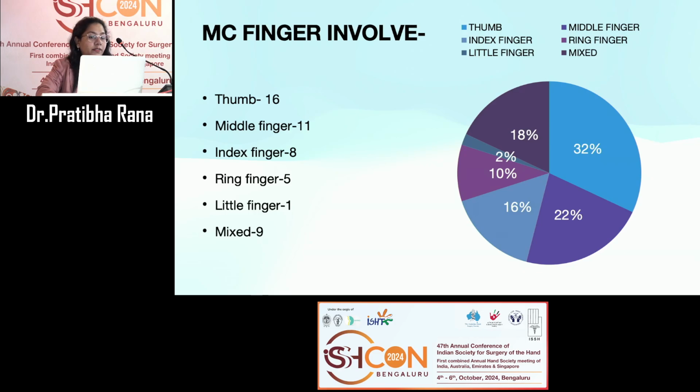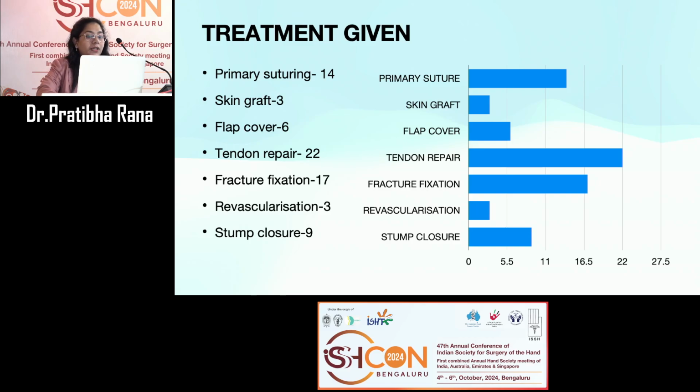Regarding the most commonly involved finger, the thumb is involved in 32% of patients, the middle finger in 22%, the index finger in 16%, and the least common is the little finger, at only 2% of patients. Among the treatments given, depending on the injury, primary suturing was given in 14 patients, skin graft was done in 3 patients, flap cover was done in 6 patients, tendon repair was done for 22 patients, fracture fixation was done in 17 patients, revascularization was attempted in 3 patients, and stump closure was done in 9 patients.